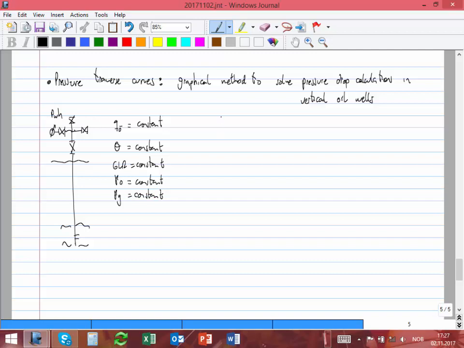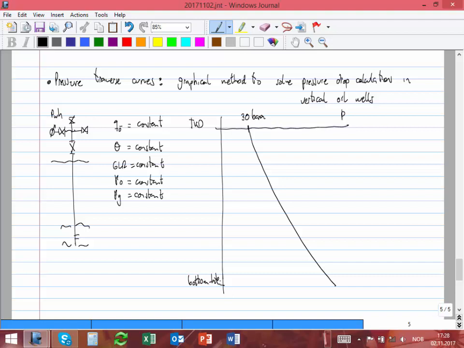So I'm going to make a plot of the pressure. This is pressure here, and this is TVD, true vertical depth. And let's say I start with a pressure of, for example, 30 bar. Okay, and then I go and I measure and I compute, and it will do something like this. Okay, the pressure is increasing, and at the end, at the bottom of the tubing here, this is the bottom hole. I have it like that.